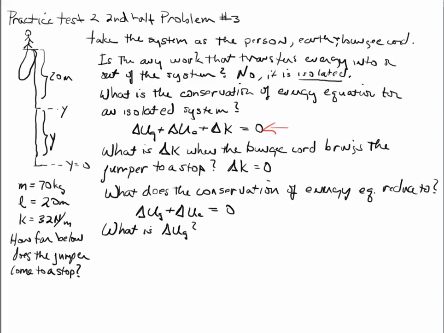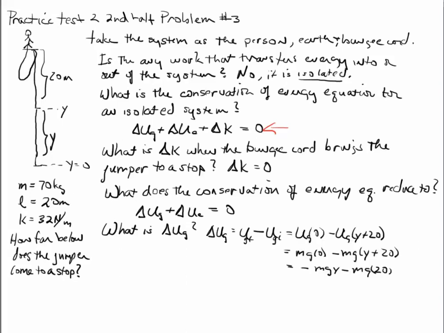What is the change in gravitational potential energy? Well, we're going to look at the gravitational energy in the final position minus the gravitational potential energy in the initial position. Of course, the gravitational potential energy is taken as zero at y equals zero, and the loss in potential energy is y plus 20. And so our final number will be minus mgy minus mg times 20.